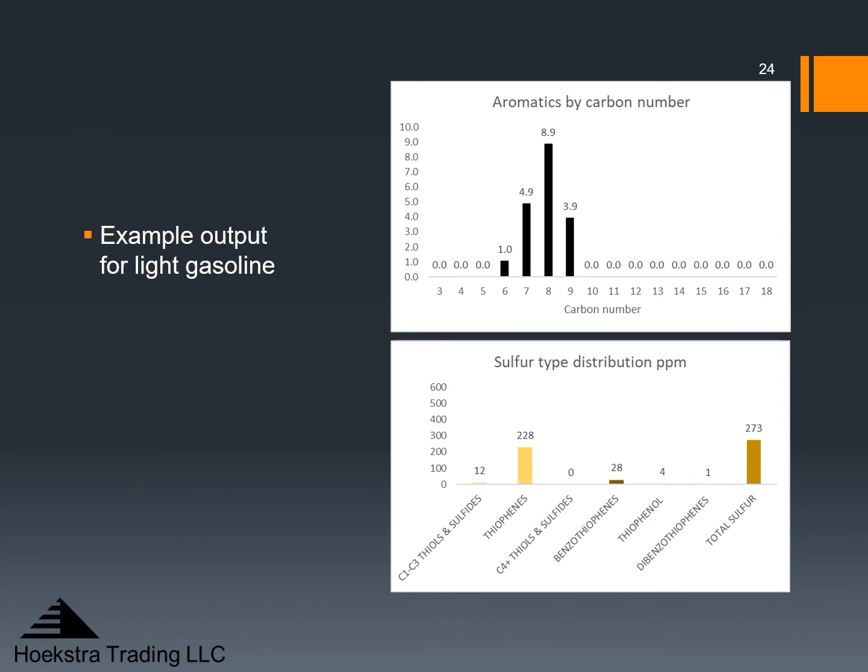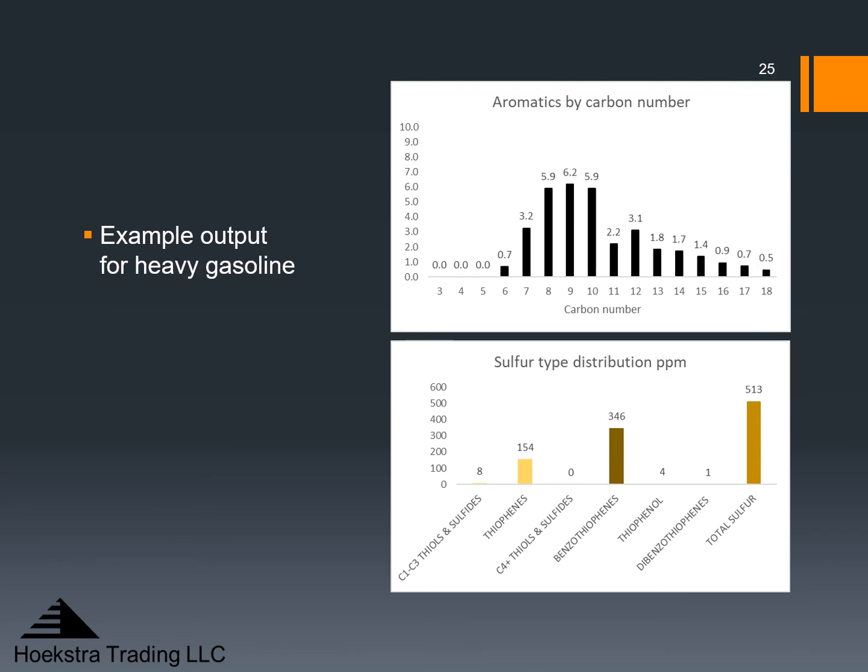Here is an example of some output from the feedstock model. First, for a light gasoline, you see on the top a narrow distribution of light aromatics by carbon number, and on the bottom is the sulfur distribution. The yellow bar shows 228 ppm of thiophene sulfur in a gasoline with total sulfur shown by the gold bar of 273 ppm.